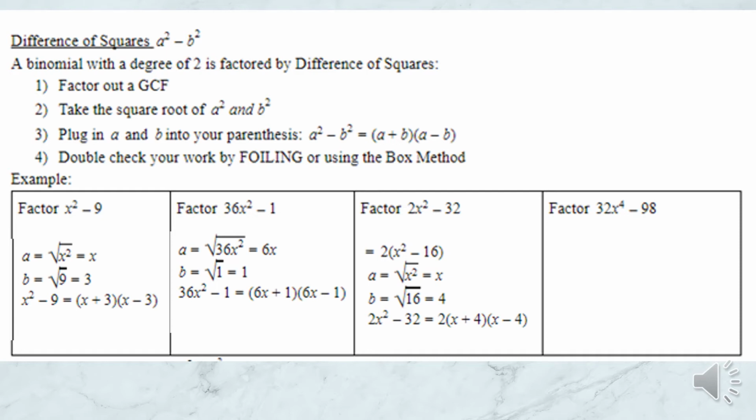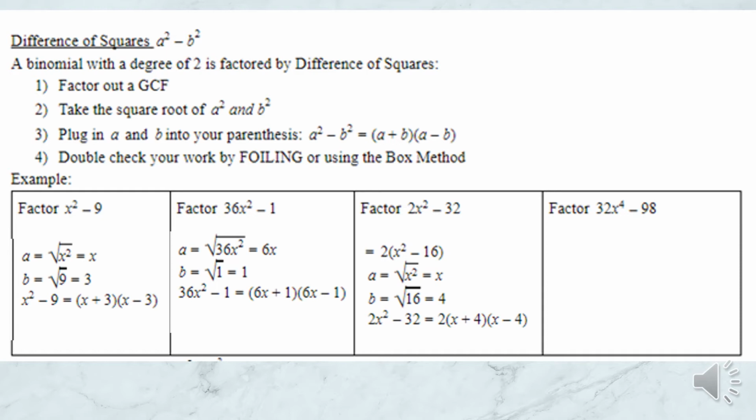So I have 2 times x plus 4 times x minus 4. Again, in the far right, I do have a GCF because in this case, 32 is not a perfect square and neither is 98. So I'm going to have to factor something else out. And once I do, again, that factor is going to be a 2. I'll be left with 2 times 16x to the 4th minus 49.